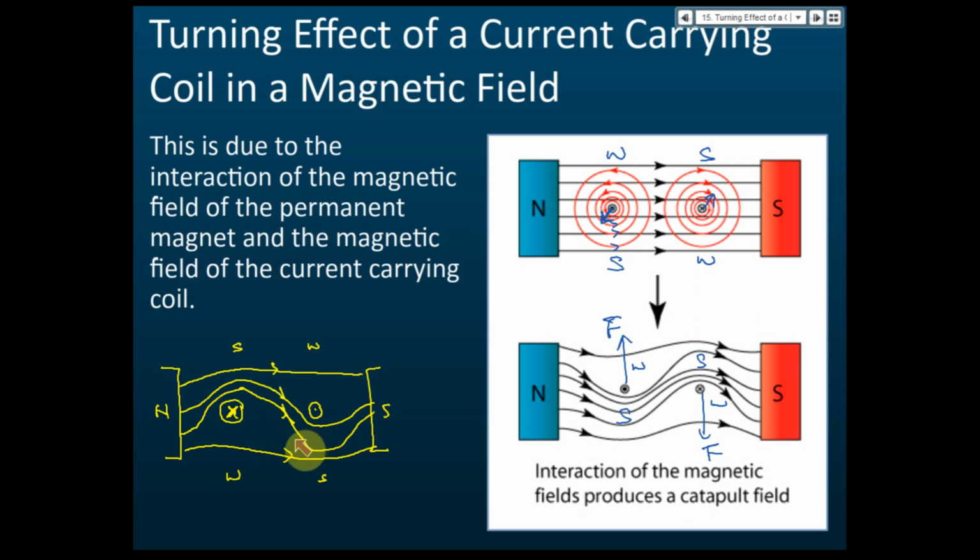Faisal asks, can magnetic fields intercept? Cannot intercept. They cannot cross each other. You cannot draw another one like this, because magnetic fields cannot intercept. So that is how we draw the catapult field.